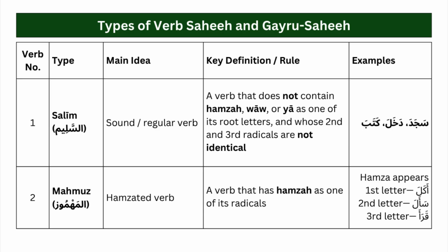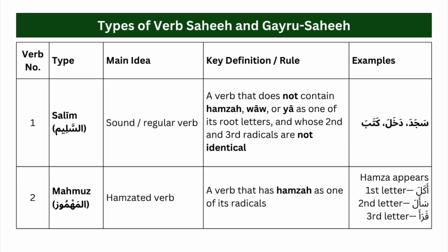The first type is salim, the sound or regular verb. This is the verb that does not contain hamza, waw, or ya as one of its root letters, and also does not have the second and third radicals identical. In simple words, this is the verb that follows the normal rules without special weakness or extra complication. Examples given are sajada, dakhala, and kataba. These are the standard regular verbs, so they are not the focus of this lesson.